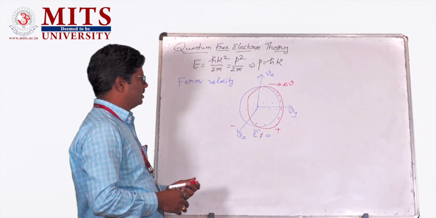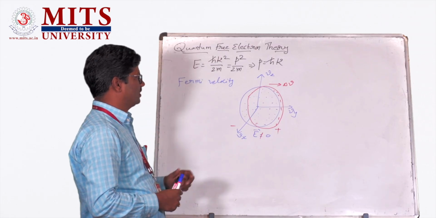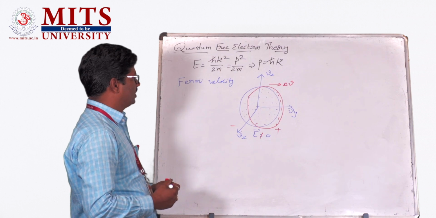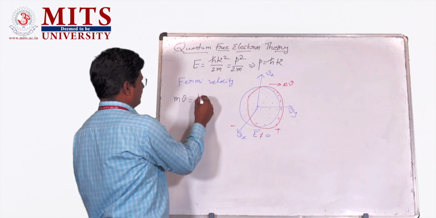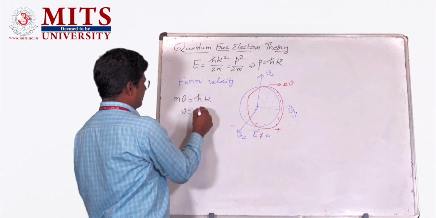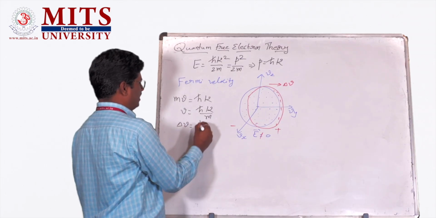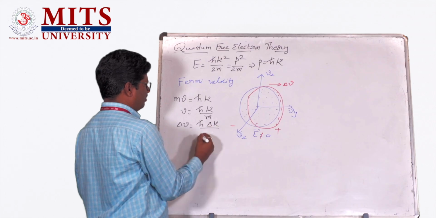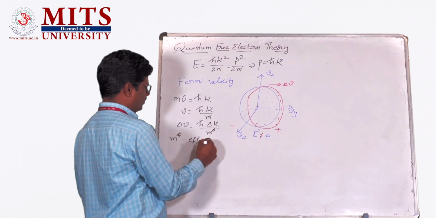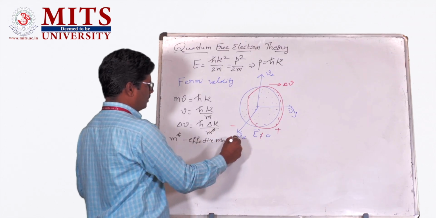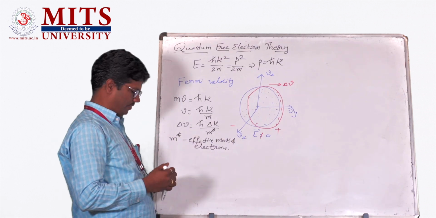So we are going to find the conductivity of these electrons. For that we have to check what the velocity is. We know that momentum is mass into velocity. So mass into velocity is momentum, which is h cut kappa. So velocity is h cut kappa by m. And if you take the change in the velocity, delta v, it is h cut delta kappa by m star. So m star is the effective mass of electrons, right? So this is what delta v is.